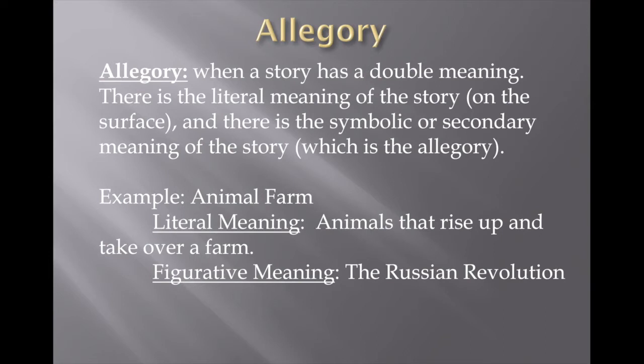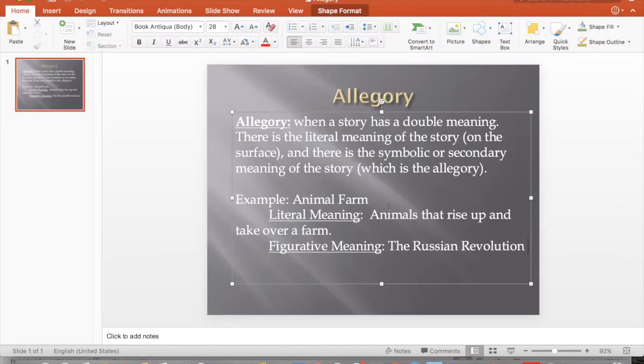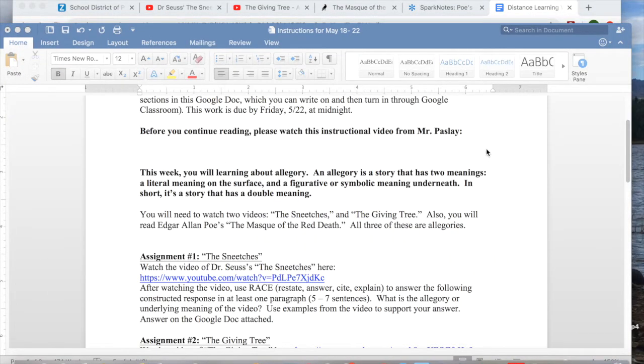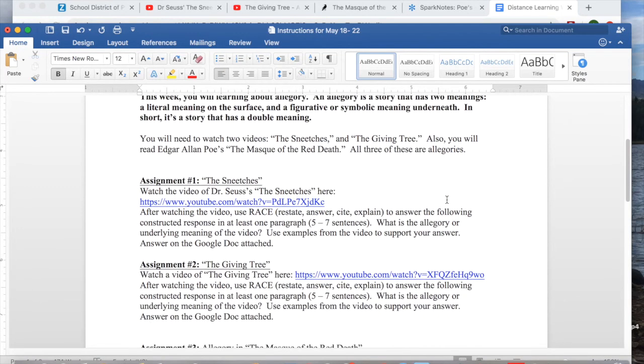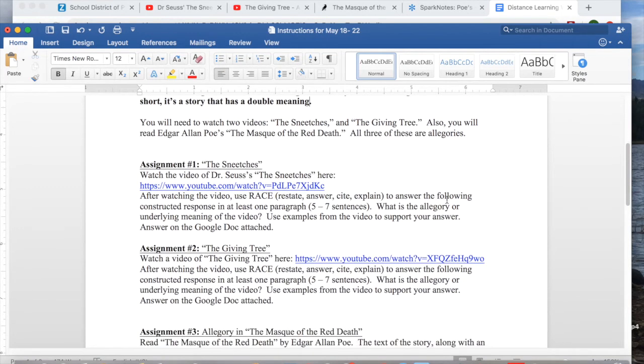But underneath, it's an allegory. It has a secondary meaning. Underneath, it's really about the Russian Revolution and the rise of the Soviet Union. So in order to understand the story and understand the allegory, you need to understand that it's really about the Russian Revolution. So that's allegory. It's pretty simple. We're just going to look at one basic concept this week, allegory. All right, so the first assignment, what you're going to do is you're going to watch the classic Dr.